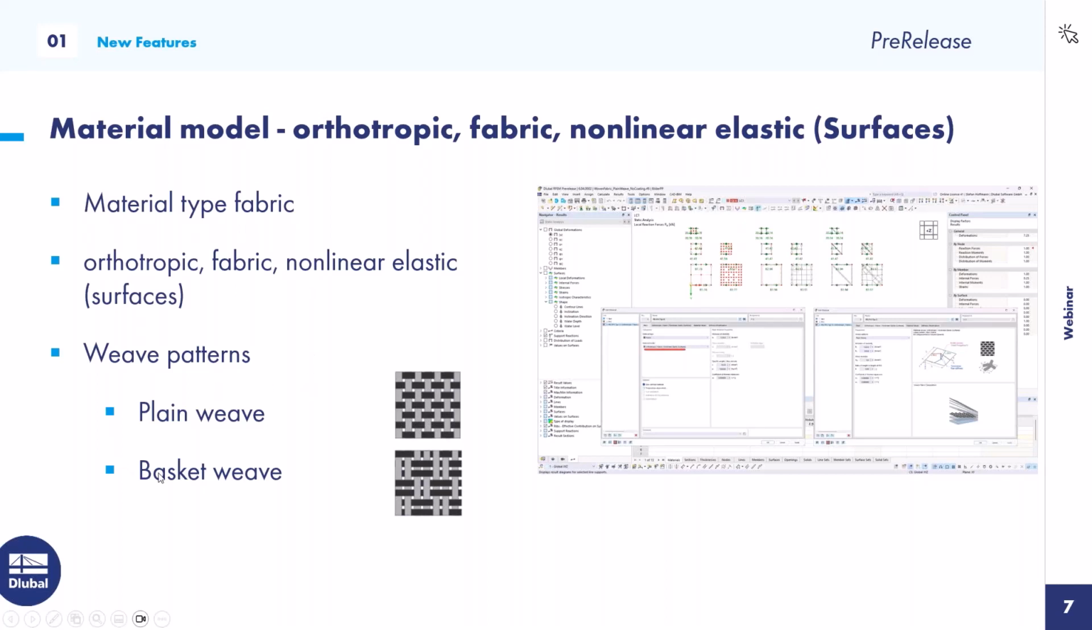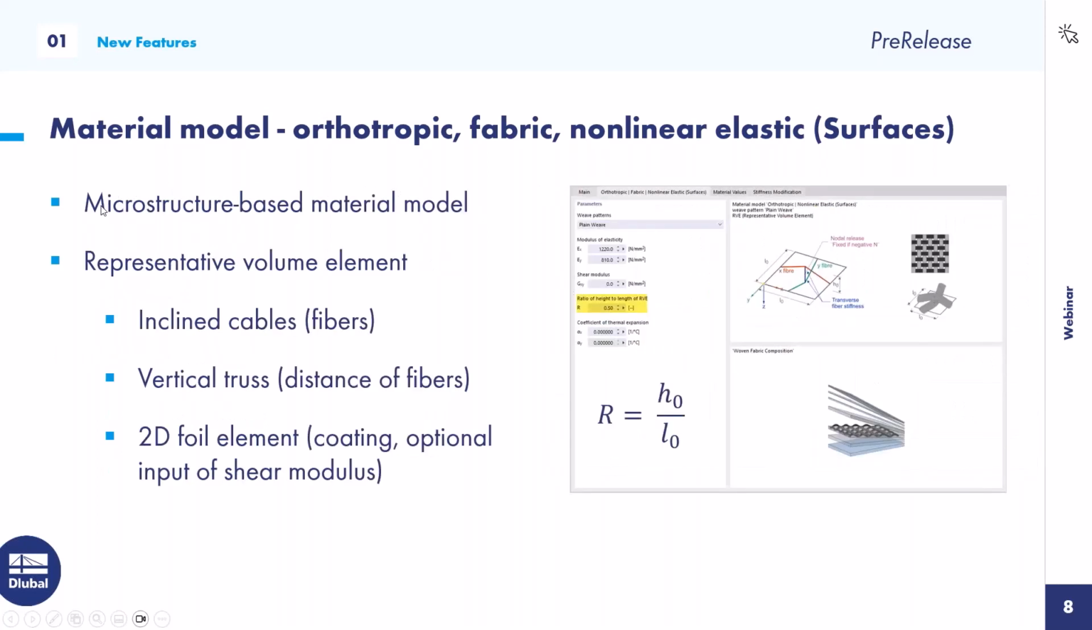And this is meant mainly for 2 weave patterns. So if your membrane has a plain weave, which is symbolized like this, due to the production, this model is going to represent it with some element in the background, or if it's a basket weave like this, there's also some representing element model in the background. Some more information on this material model. This is a microstructure based material model, and as told, in the background there is a representative volume element, as you can see in a sketch over here.